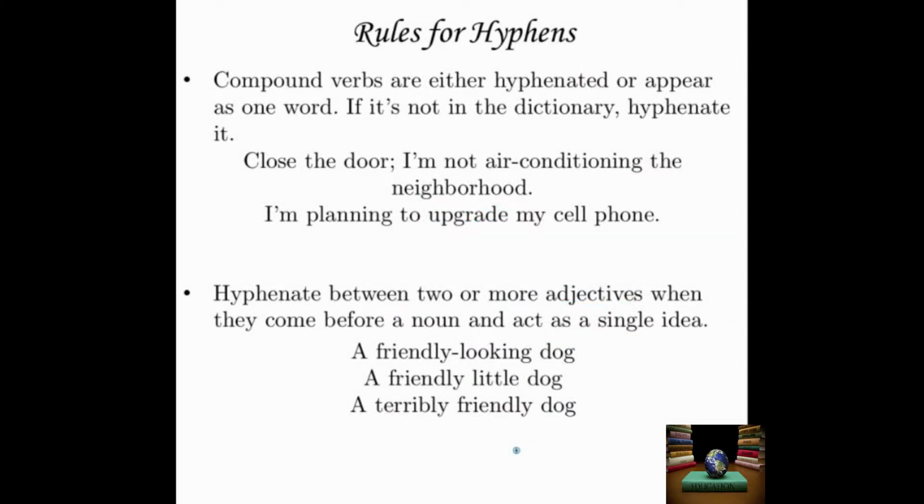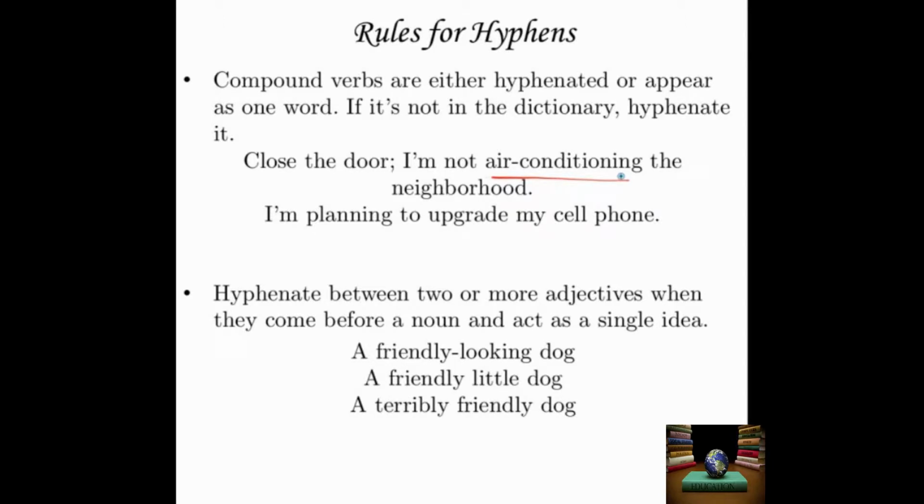I'm getting to it. Compound verbs, okay, verbs consisting of more than one word, are either hyphenated or appear as one word. You don't have a two-word compound verb. If it's not in the dictionary, hyphenate it. So, for example, close the door. I'm not air-conditioning the neighborhood. I'm talking about the device that cools your house.